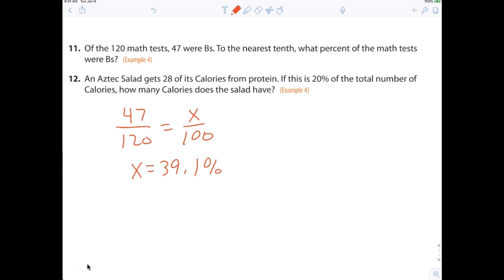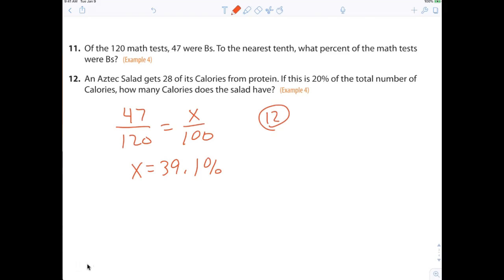Now remember, also listen to what I'm saying. If you ever get confused because you can't find an is or an of, remember it's also what? Part to whole. 47 represents the number of B's. 120 represents all of the grades. Is everybody with me on this? So 47 over 120.